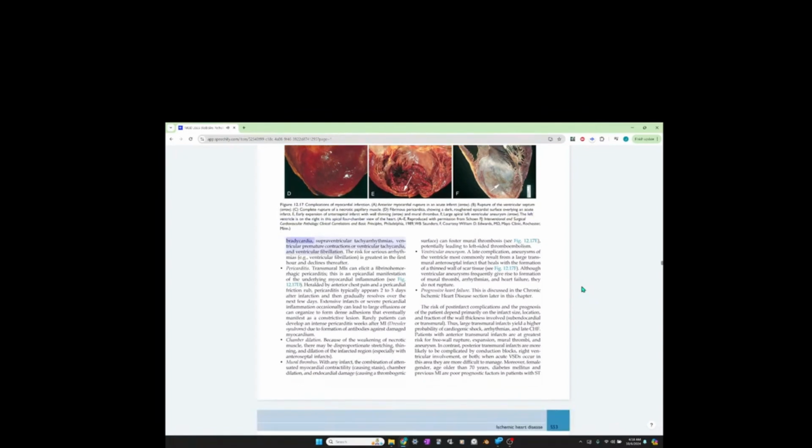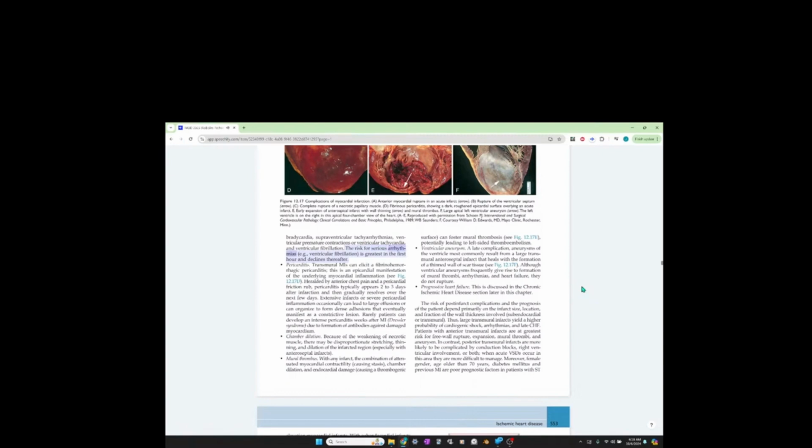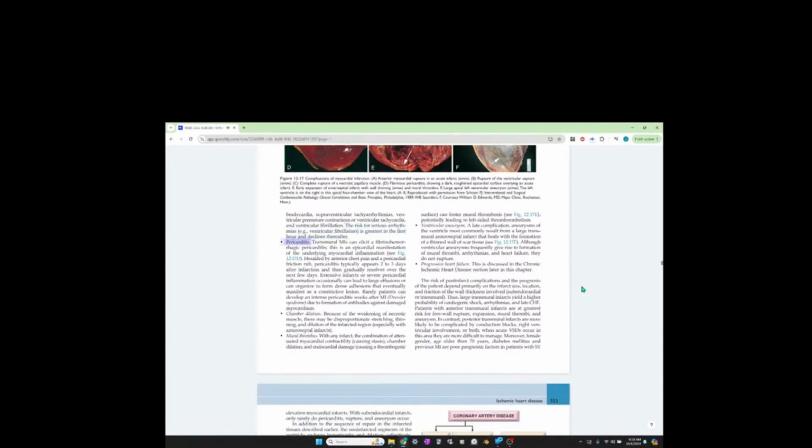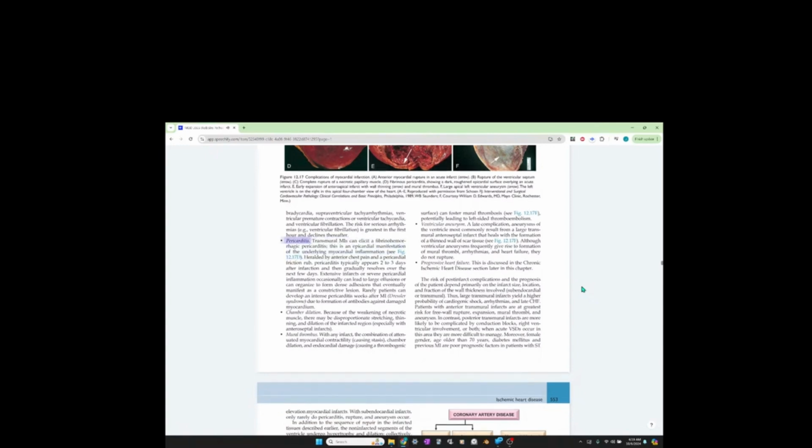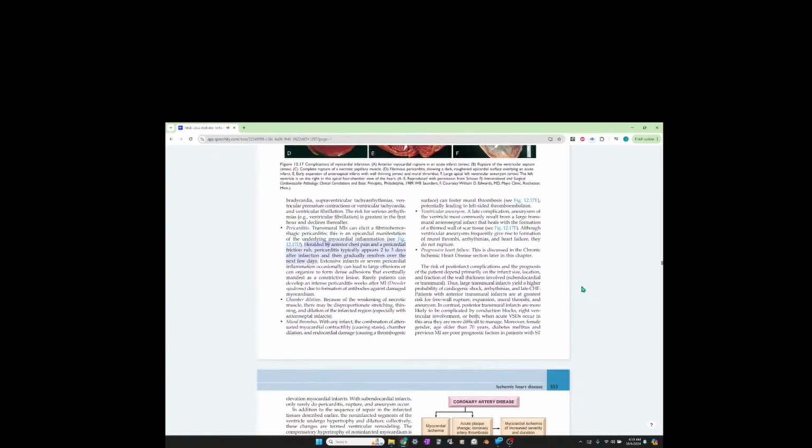The risk for serious arrhythmias is greatest in the first hour and declines thereafter. Pericarditis. Transmural MIs can elicit a fibrinohemorrhagic pericarditis. This is an epicardial manifestation of the underlying myocardial inflammation. Heralded by anterior chest pain and a pericardial friction rub, pericarditis typically appears 2 to 3 days after infarction and then gradually resolves over the next few days.